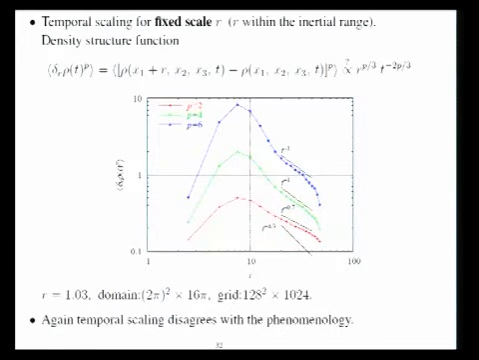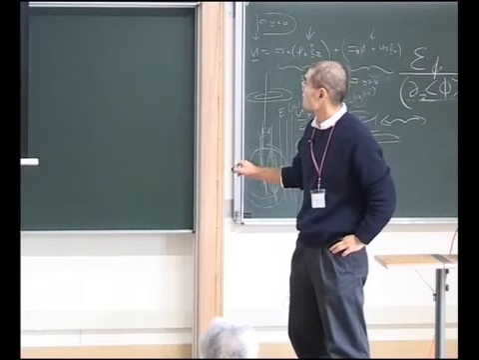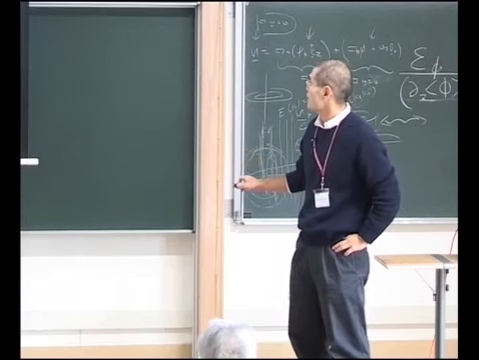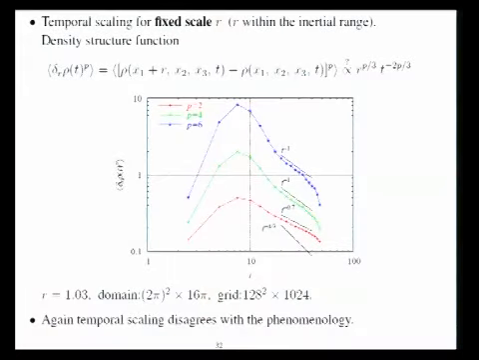And again, I plotted the smaller domain and larger domain at the same time. So the scalings are robust, and the difference from the dimensional analysis is quite large. And for the density, I did the same thing. I fixed the spatial scale r and plot the structure function as a function of time. So again, this is the second order structure function.